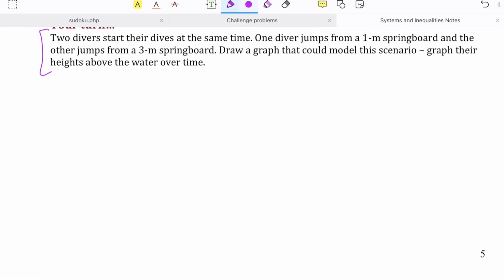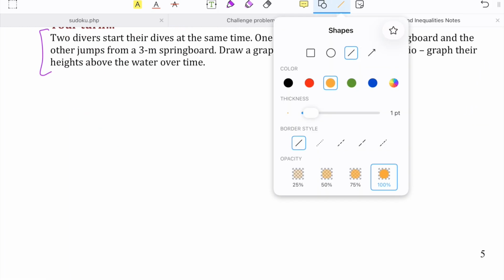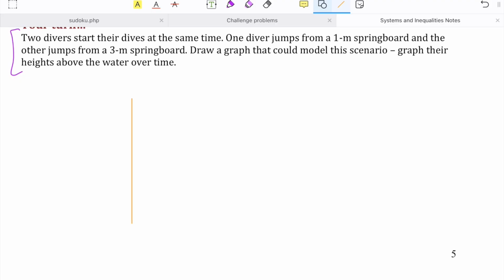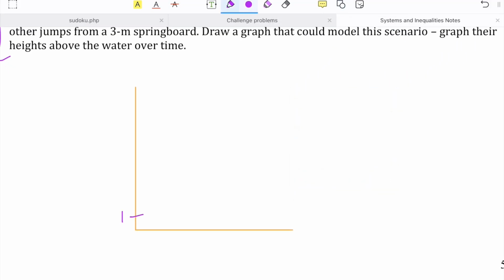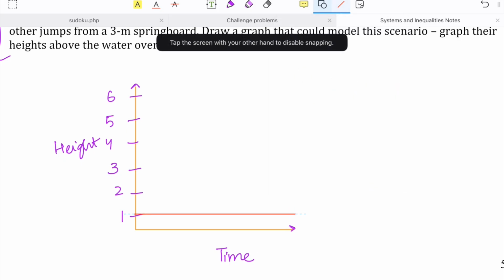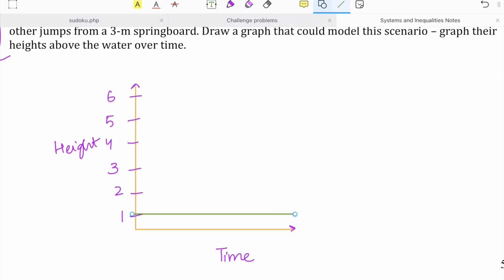So the first thing to do here is just draw a line and then draw another line. Okay, and then we'll have our springboards now. So let's draw 1, 2, 3, 4, 5, 6, and then this is our time and this is our height. So let's say the springboard at 1 meter is over here, and then the springboard at 3.